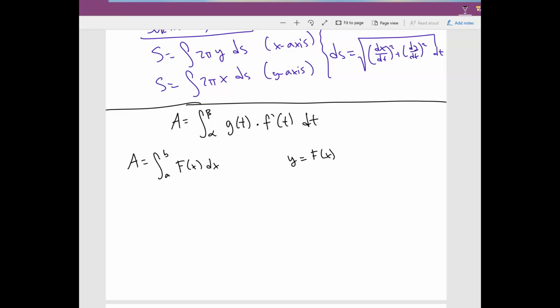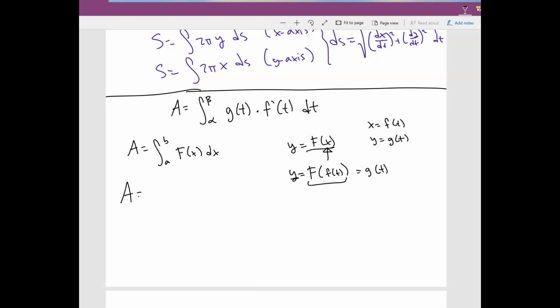Now, because we can parametrize, we know that x is just a function of t, and we know that y is a function of g. What we can do is take this x and write it as little f of t, and we know that this whole thing is just g of t, because that's what y is equal to. So I'm going to plug this information in over here.